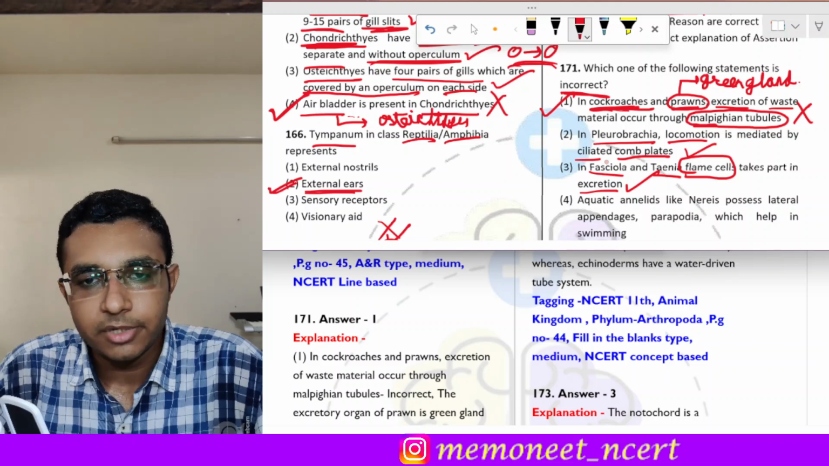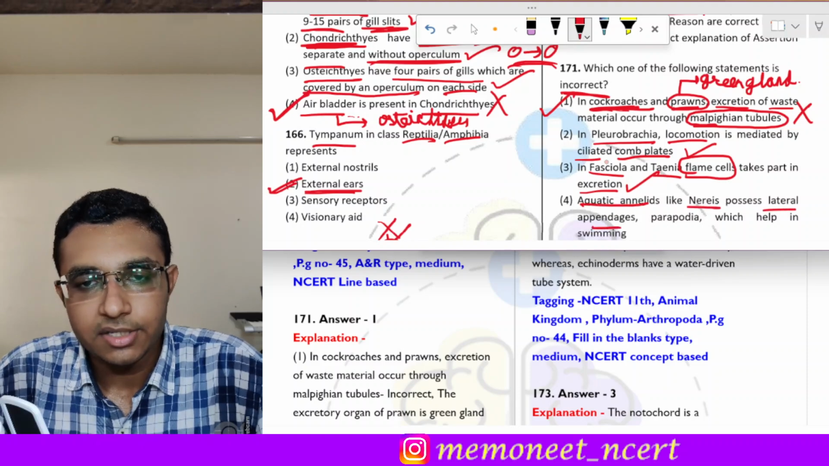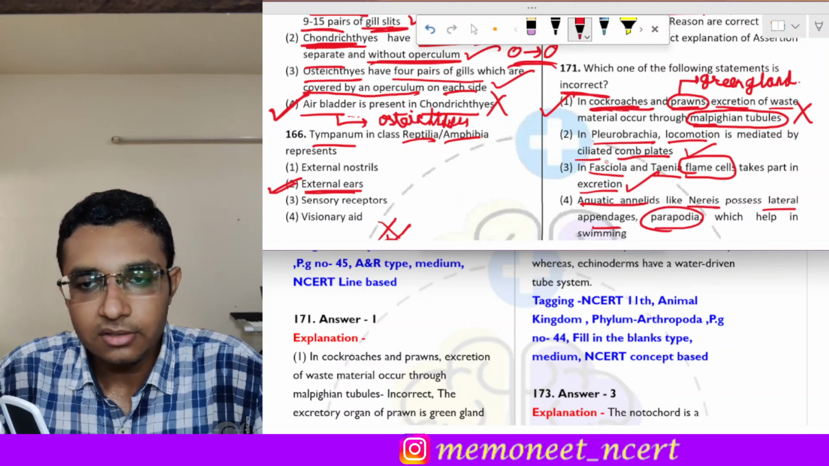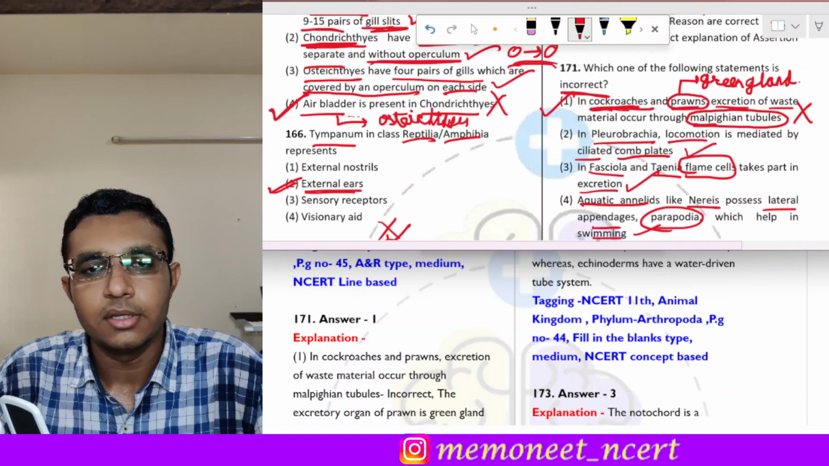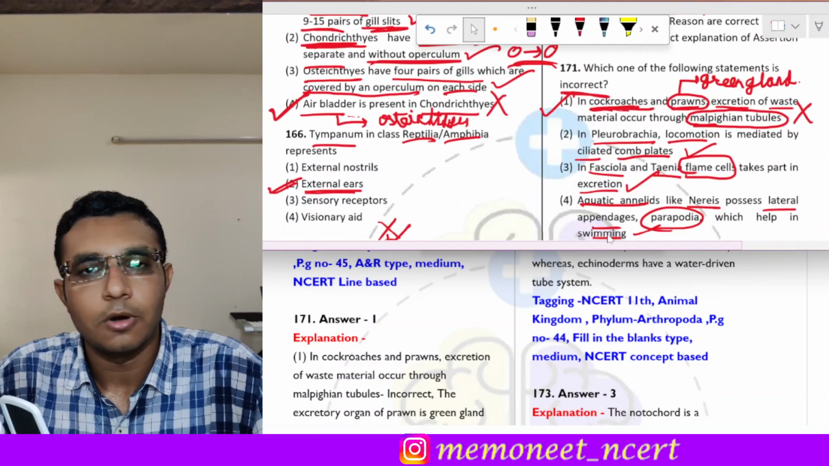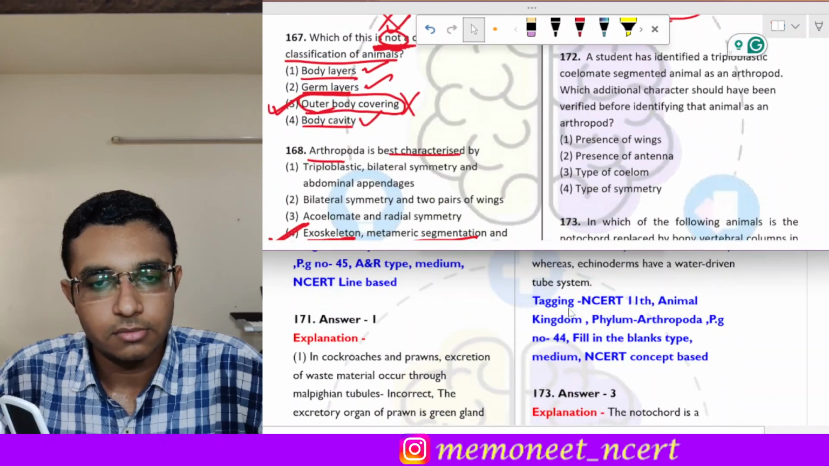The fourth statement is, aquatic annelids like Nereis possess lateral appendages called parapodia which help in swimming. So this statement is also correct. Okay, so the correct answer of this question is option 1. Moving on to the next question, that is question number 172.